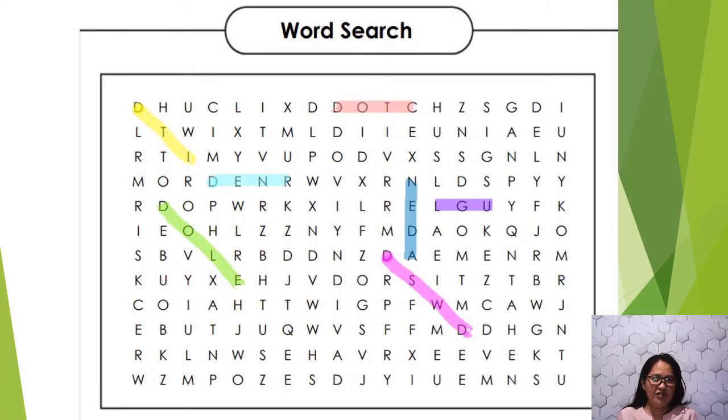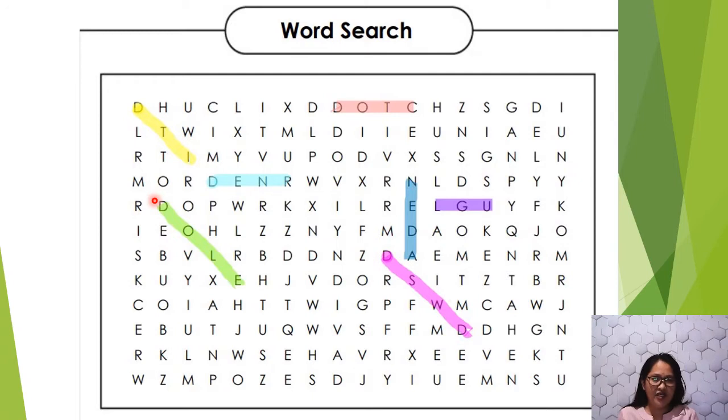Okay, first we have DOTC. Next acronym we have DTI, which is written diagonal downward. Next acronym we have DENR. Next we have DOLE.